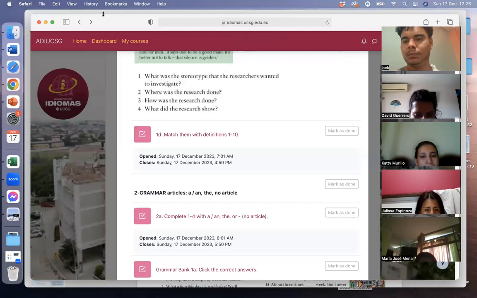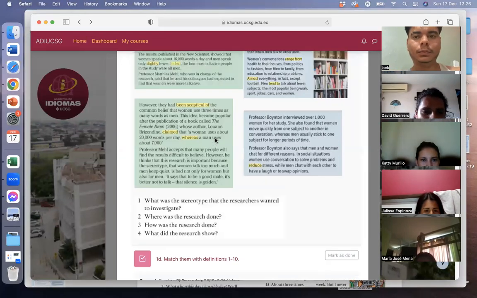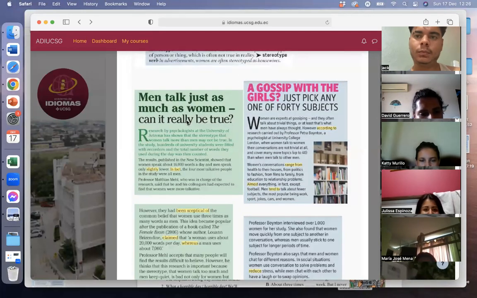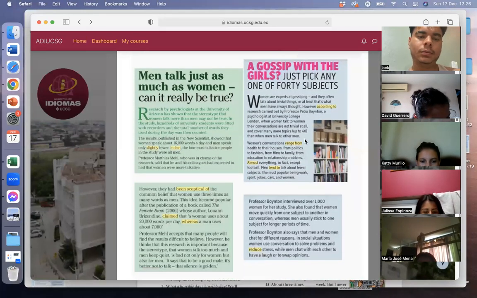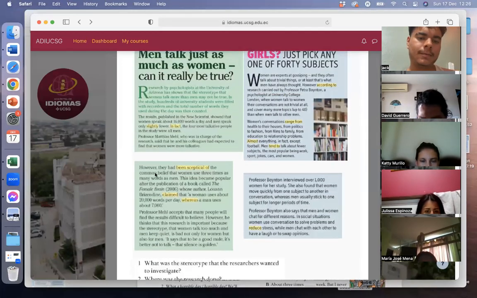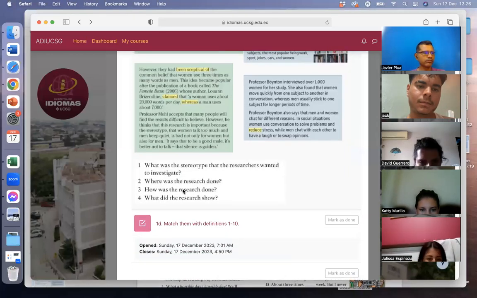Teacher, 1D. Yes. So first of all, before you do that, read the article. Okay, read the two articles here. Men talk just as much as women, and a gossip with the girls. So read the two articles, and then you will need to match them with the definitions. So the words that are marked in yellow, you will need to match with the definitions. But to understand those words in the context, that's why you need to read the article first. So that's what I said. Read the article first, and then complete the activity 1D.